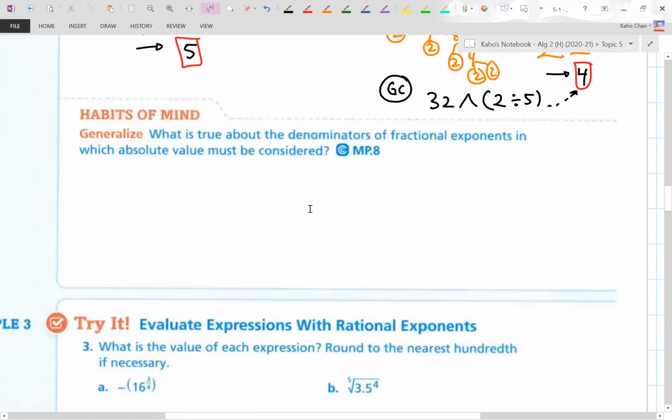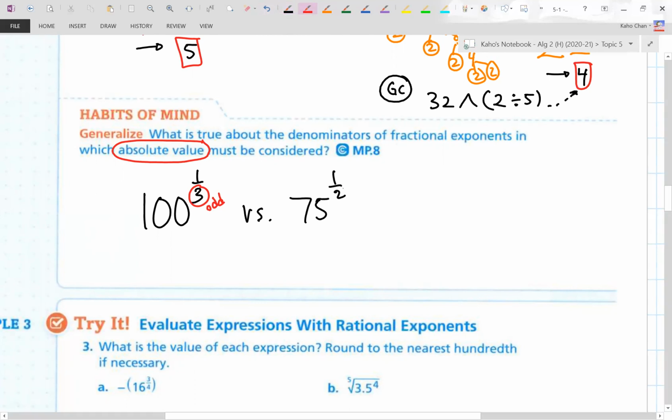All right. Any questions? Woo! Habits of mind. What is true about the denominators of fractional exponents in which absolute values must be considered? You have to look at the index power, okay? Look at the index. Is the index odd or is it even? That's the key to today's lesson so far. We've been playing around with even and odd roots. What if we had 100 to the 1/3 power? Its root is odd. Versus, how about another one? 75 to the 1/2 power, let's say. The root there is even.